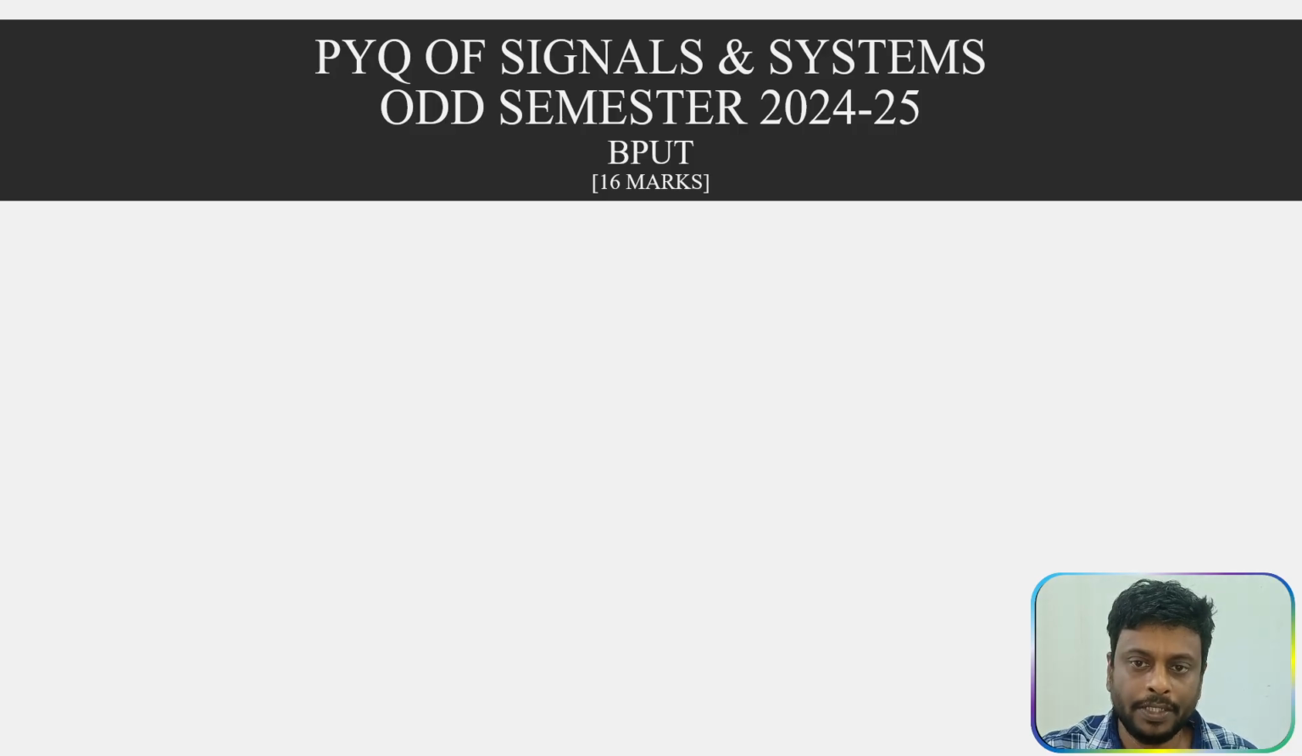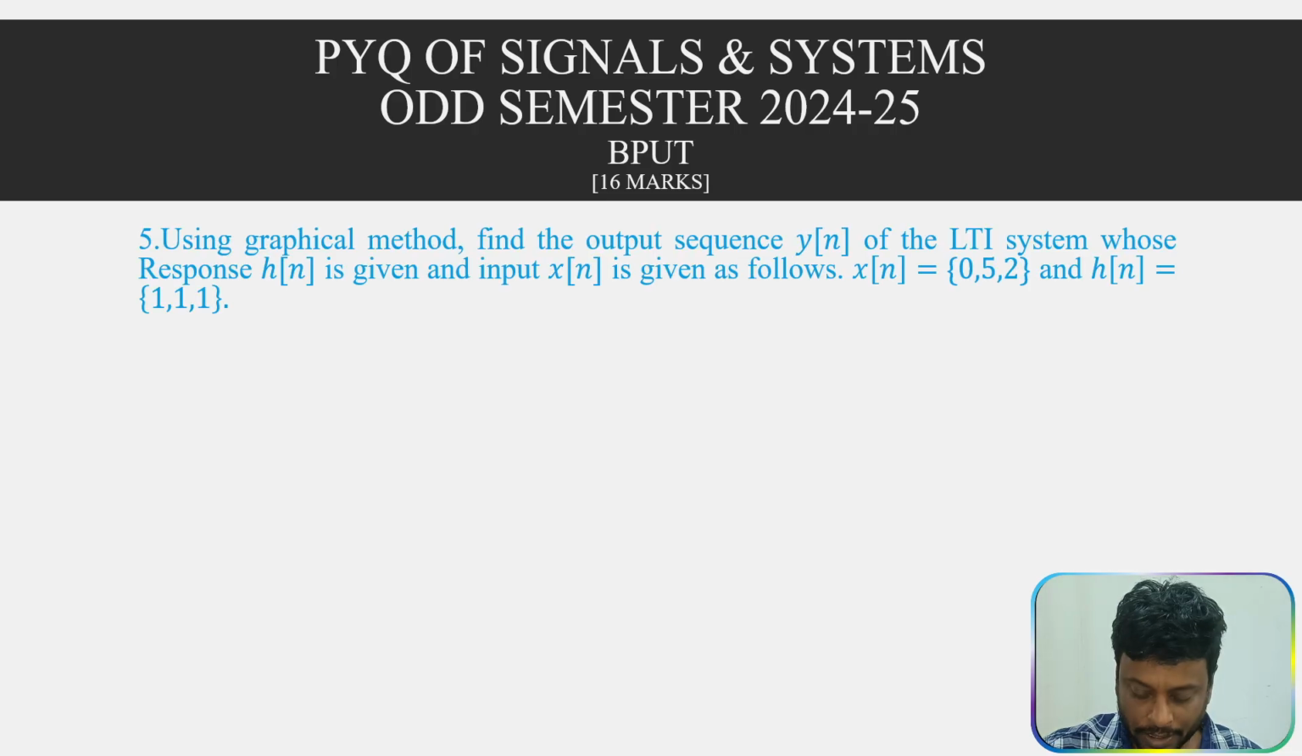Okay. So in this video, we will be discussing the last two long questions. So let us begin our discussion. The first question is: by using the graphical method, find the output sequence, that is y of n, of the LTI system whose response h of n is given, and x of n is also given. So x of n is given as 0 5 2 and h of n is given as 1 1 1. So we need to find out the output. Okay. So let us check that.